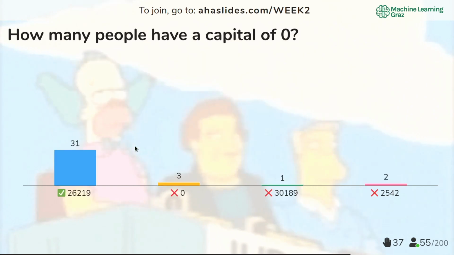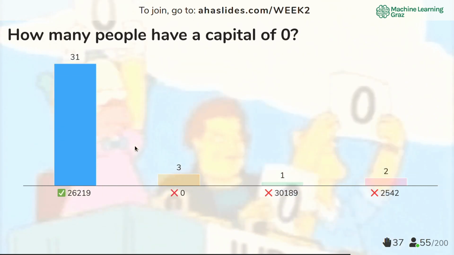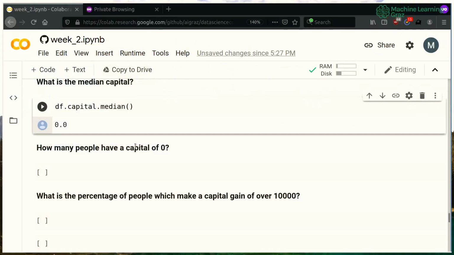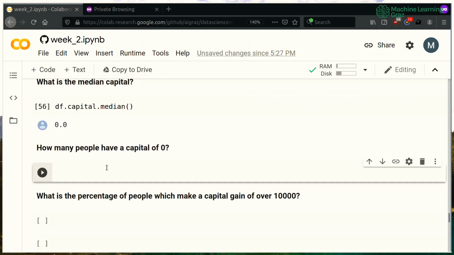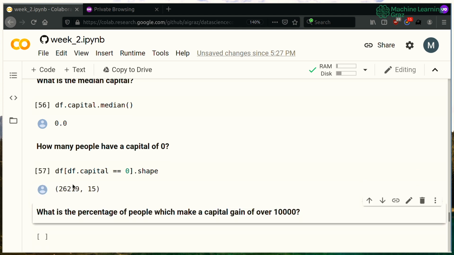Okay, thumbs up. Let's see how well you did. And most people got it right. So the answer to this quiz was df.query, so df capital equals 0. And if I write that shape, I would get exactly 26,219 people. So very good, everybody.